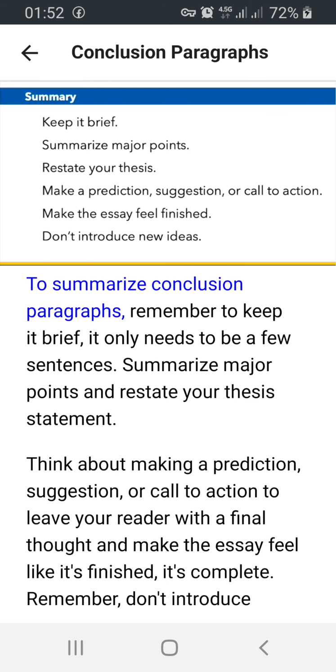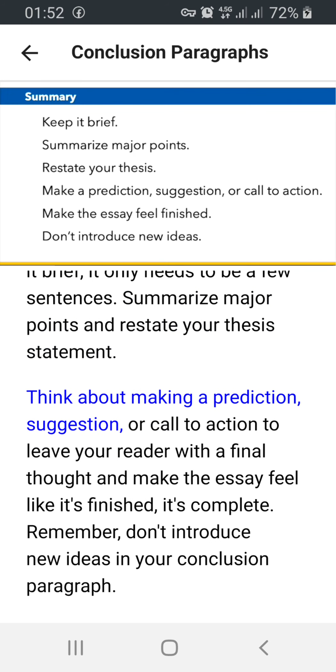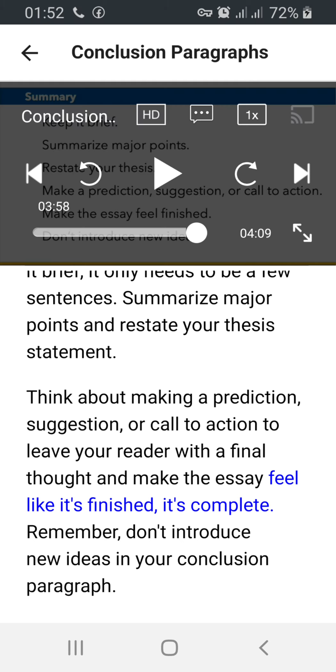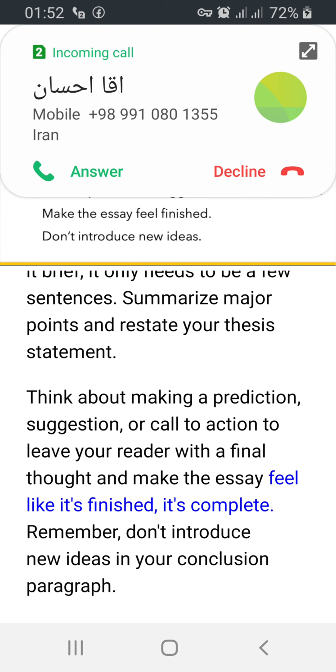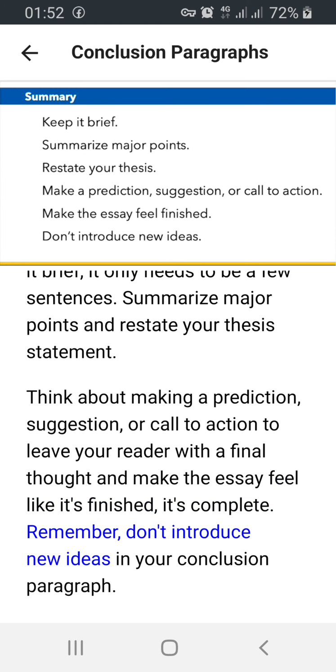So to summarize conclusion paragraphs, remember to keep it brief. It only needs to be a few sentences. Summarize major points and restate your thesis statement. Think about making a prediction, suggestion, or call to action to leave your reader with a final thought and make the essay feel like it's finished. It's complete. And remember, don't introduce new ideas in your conclusion paragraph.